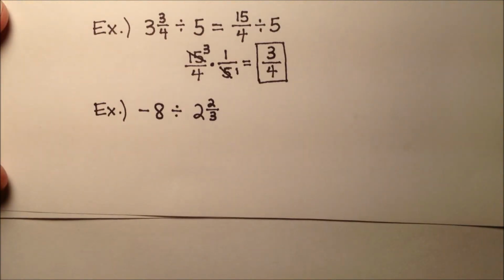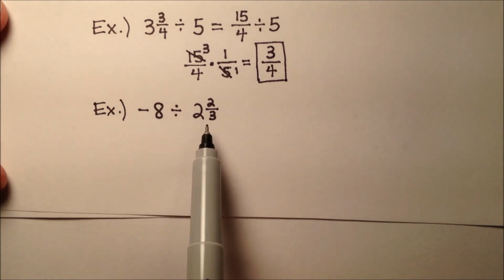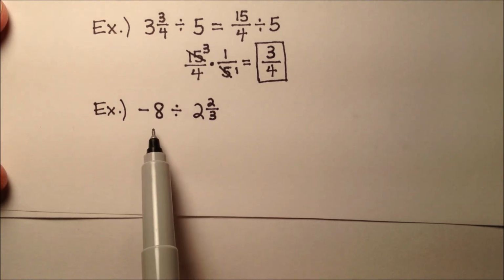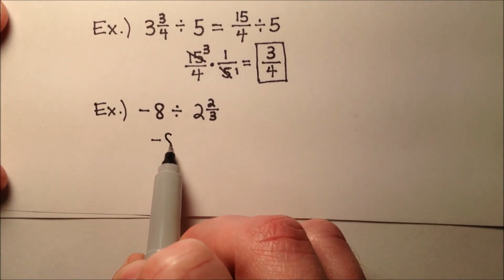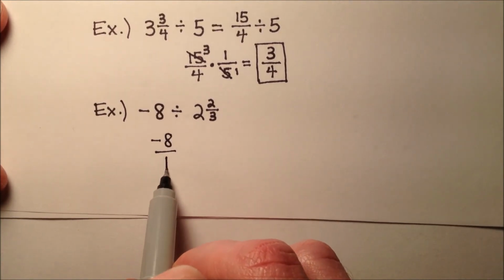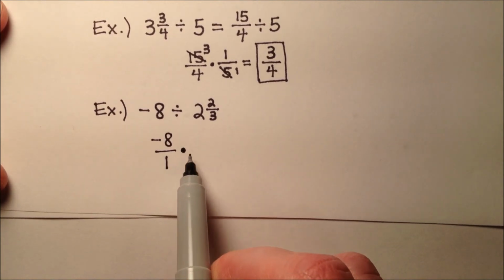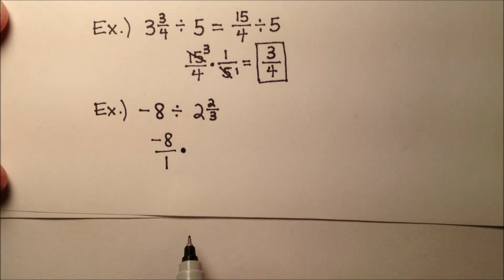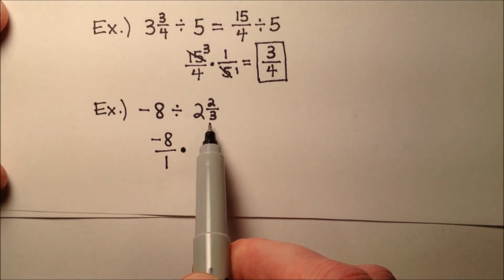For our final example, I'm going to take an integer and divide it by a mixed number. Our integer -8 can also be written as -8/1. That's the copy part. Now I'm going to put the dot for the multiplication. And in order to flip this, I first need to know what this is as an improper fraction.